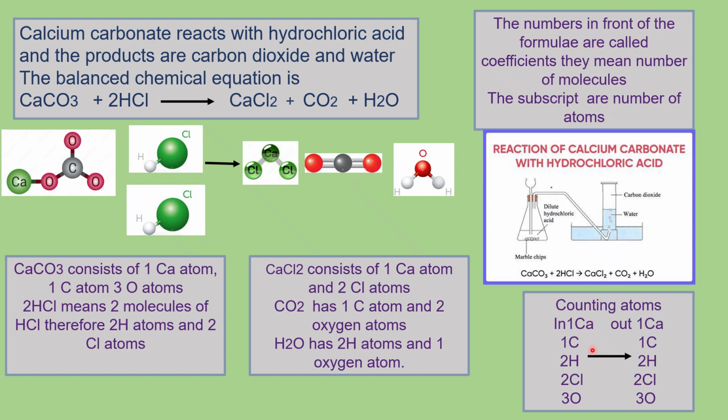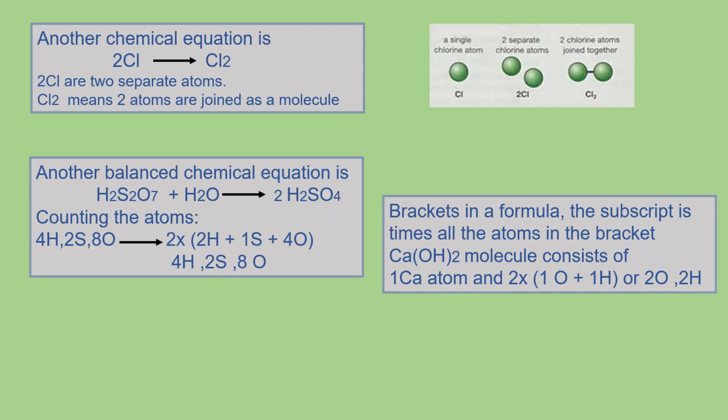So now the number of the atoms that go into the reaction are the same as the number of atoms that come out as products. And this is a balanced equation. A balanced equation means the number of atoms in the reactants is the same as the number of atoms in the products.